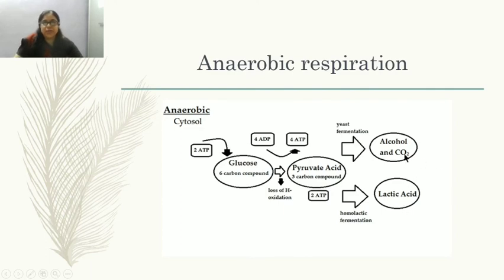Products are also different, but the amount of energy, the ATP, is similar, and it is less than in aerobic respiration. So understood children? But here there is no role of mitochondria. The whole process is taking place in the cytoplasm itself, glycolysis and the fermentation process also. So children, this is anaerobic respiration.